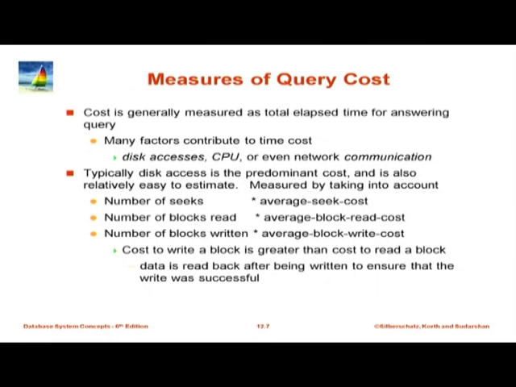Similarly, given a particular plan, we can estimate how many blocks are read. Given we know the number of blocks read, we will multiply it by average block read cost. And similarly, we'll estimate the number of blocks written and multiply that by the block write cost. Now, why do we differentiate between read and write costs? Writes are usually more expensive. On disk, a write requires typically that the disk spin around completely and the data is read again before the write is declared successful. On the other hand, some systems will mask this by writing data to a non-volatile buffer and return a write done immediately.